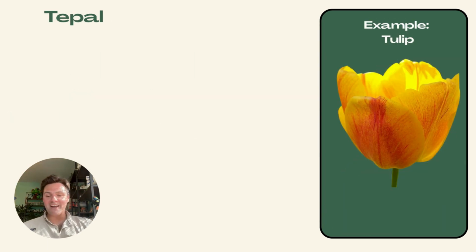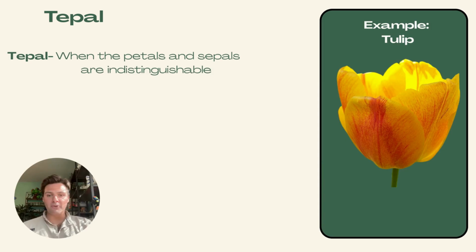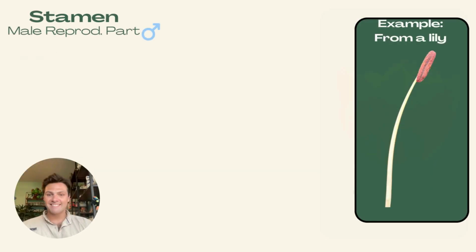So this isn't in the diagram, but I definitely felt it was worth mentioning. Tepals, or tepals, depending on how you pronounce it, is when the petals and the sepals are indistinguishable from one another. So they kind of all just look exactly the same. And some great examples of this are tulips, magnolias, and daffodils.